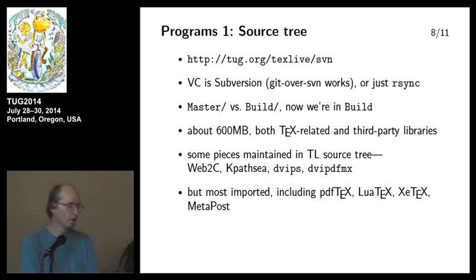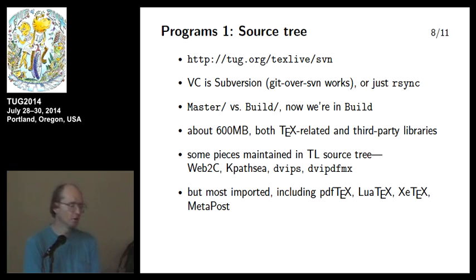And the source tree is divided into these two uppermost top-level directories, capital M Master and capital B Build. So far, everything we've talked about is under Master, so texmf-dist is under Master. And that got its name because it's effectively the master for what gets written on the DVD. Build, on the other hand, has nothing that's ready to run. It's essentially just the sources to be compiled. And that's about 600 megabytes these days.